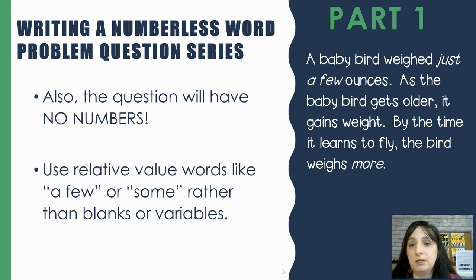As the baby bird gets older, it gains weight. By the time it learns to fly, the bird weighs more. So you see that it's just like a little story now. It has a beginning, a middle, and an end. At the beginning, it weighed a few ounces. And then in the middle, it gets older and gains weight. And at the end, it learns to fly and it weighs more than it did at the beginning. So it's a super short, little bit boring story, but it is a story. It has a beginning, a middle, and an end.